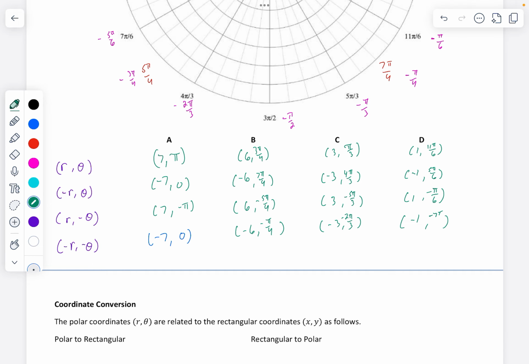And that's how you graph polar coordinates. Again, there are 4 different ways that you can plot these coordinates. You can use a positive r, positive theta; negative r, positive theta; positive r, negative theta; and negative r, negative theta. You need to make sure you know how to do each one.